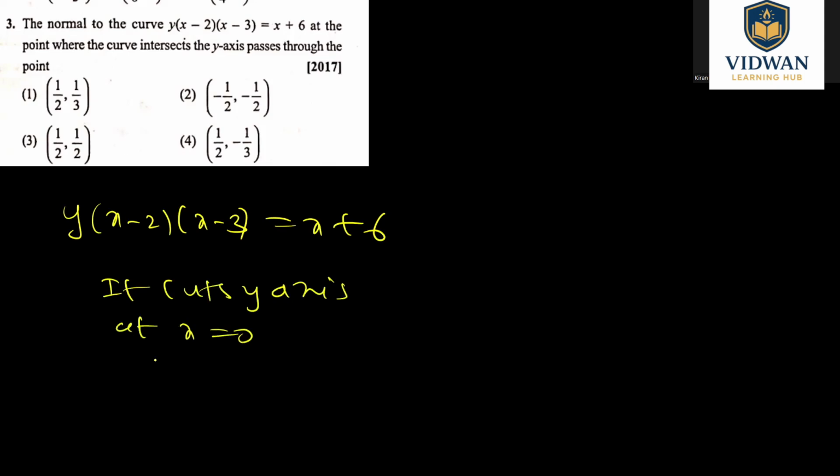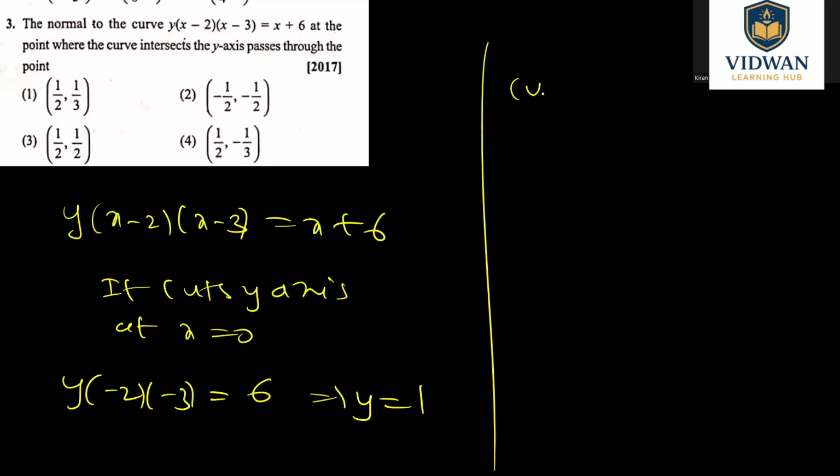So if you put x equal to 0, you'll get y into -2 into -3 equal to 6. So this will give us y value as 1. So that means the curve cuts the y-axis at 0, 1. The curve cuts the y-axis at 0, 1. And we want to find the normal at this point.